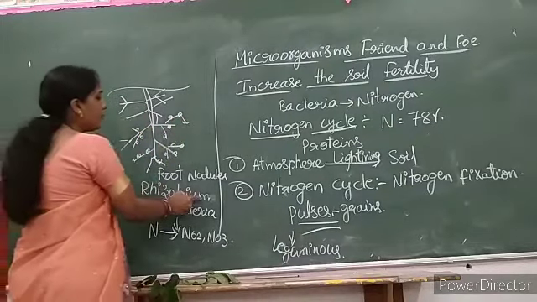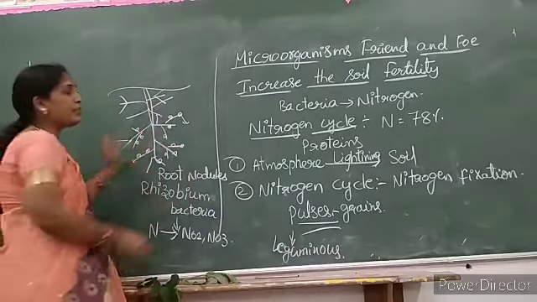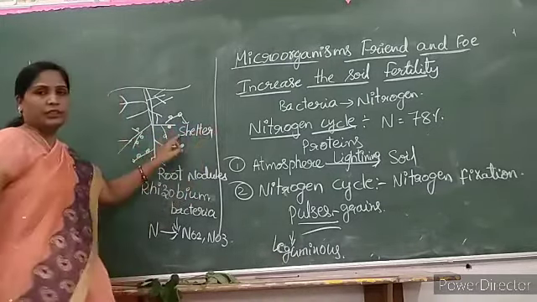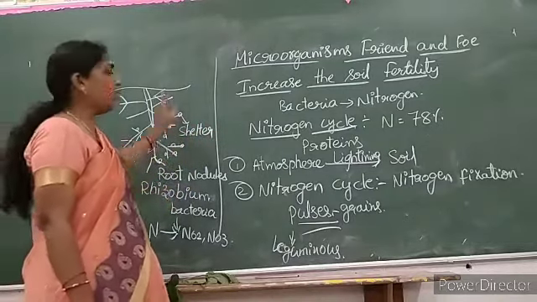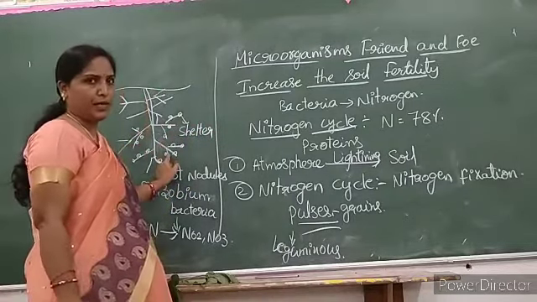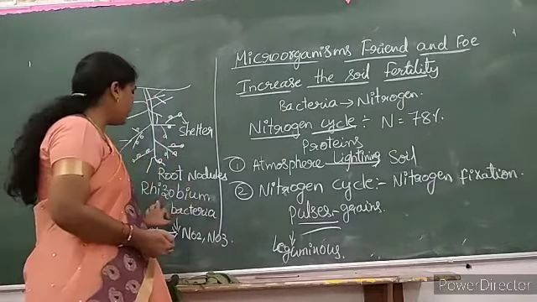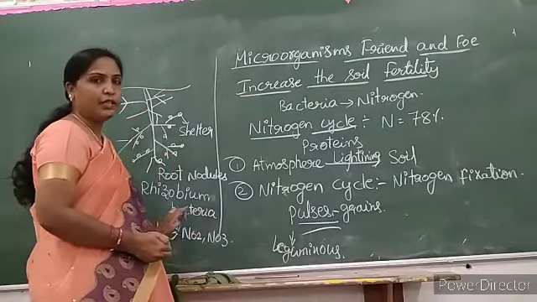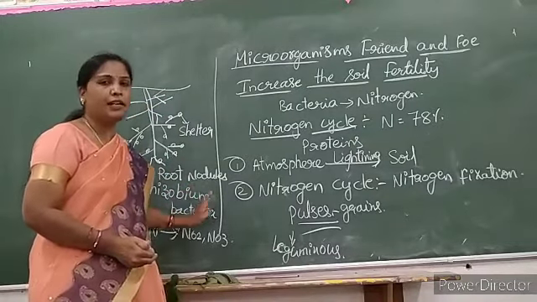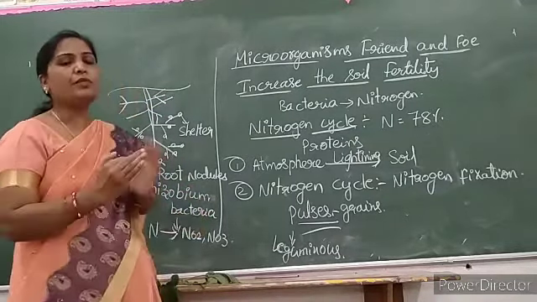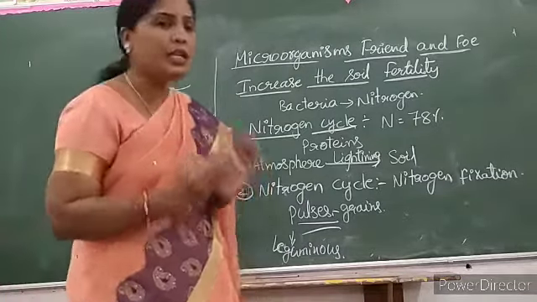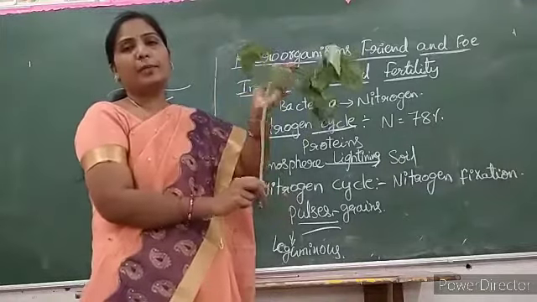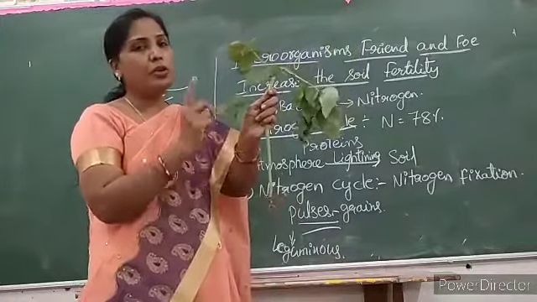So what is Rhizobium bacteria taking from this? It's taking the shelter. Rhizobium bacteria is taking shelter from the leguminous plant. In return, what is Rhizobium bacteria giving to the plant? Nitrogen in the form of nitrite and nitrate. So mutually they are helping each other. Rhizobium bacteria and the leguminous plant both are helping each other.